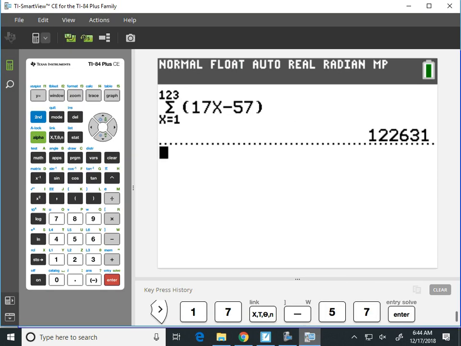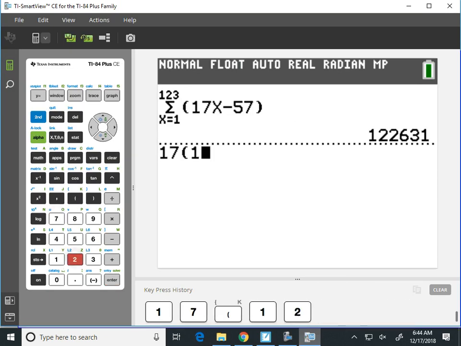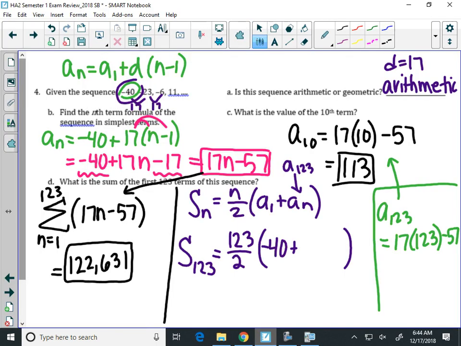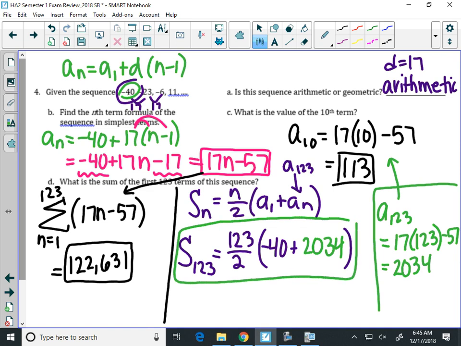So we'd have 17 times 123 minus 57. And that would be the term you're subtracting off. Okay, so adding, plus 2034. So you would put that into the formula. So then you'd have to type this whole thing into your calculator.